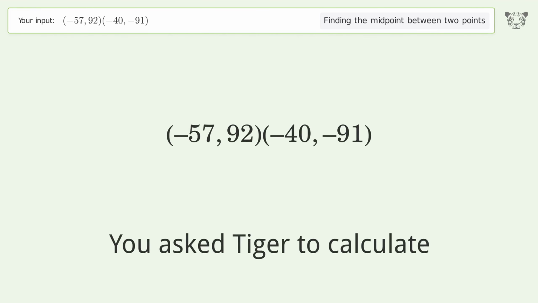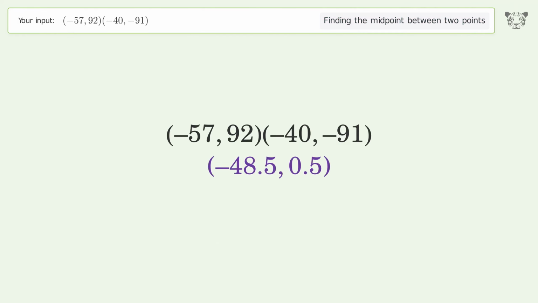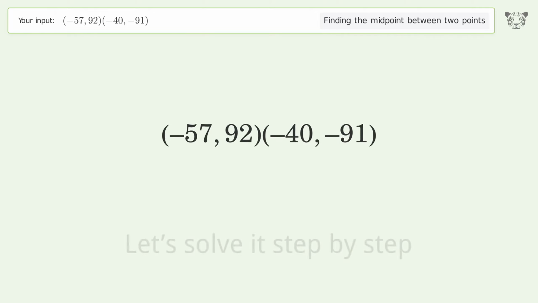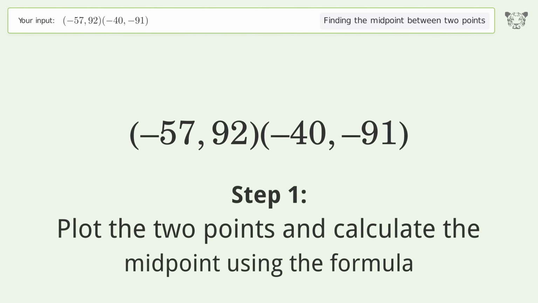You ask Tiger to calculate. This deals with finding the midpoint between 2 points. The midpoint between the 2 points is negative 48.5, 0.5. Let's solve it step by step. Plot the 2 points and calculate the midpoint using the formula.